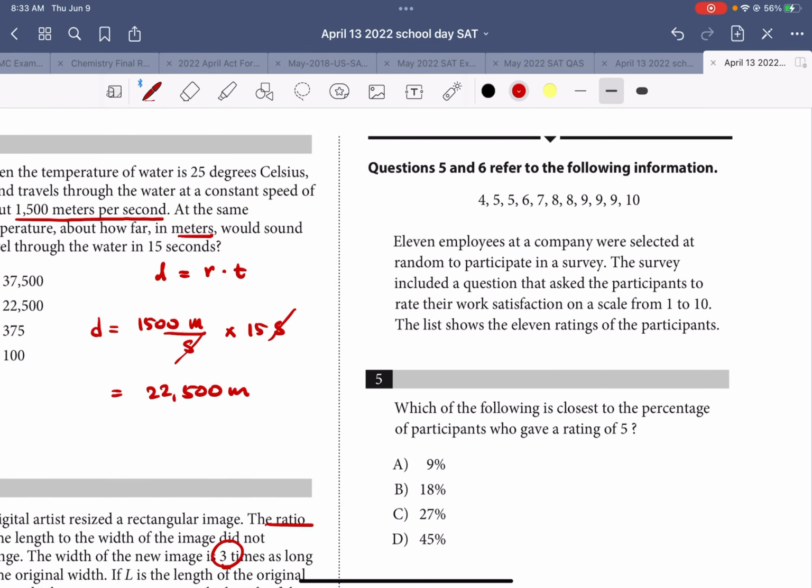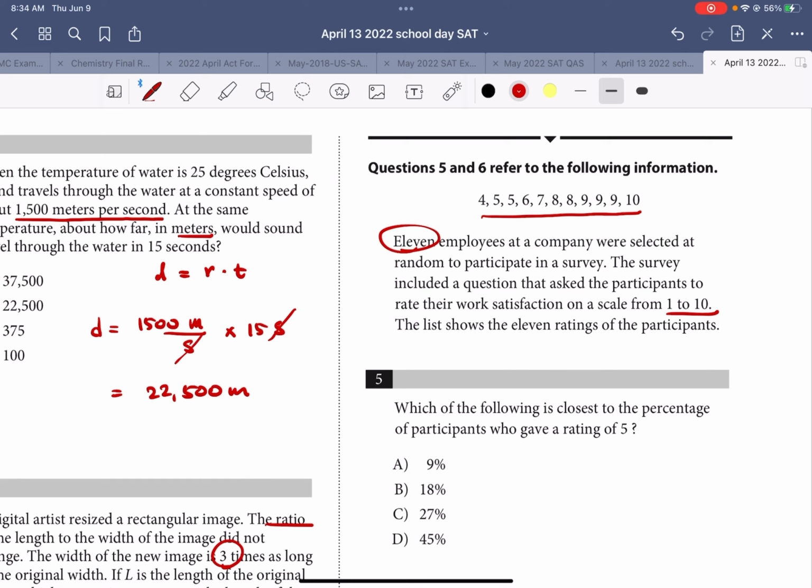Questions 5 and 6 refer to the following information. They gave you an array of numbers, in order. Now 11 total. 11 employees at a company were selected at random to participate in a survey. The survey included questions that asked the participants to rate their work satisfaction on a scale of 1 to 10. The list shows the 11 ratings of the participants. So which of the following is the closest to the percentage of the participants who gave a rating of 5?